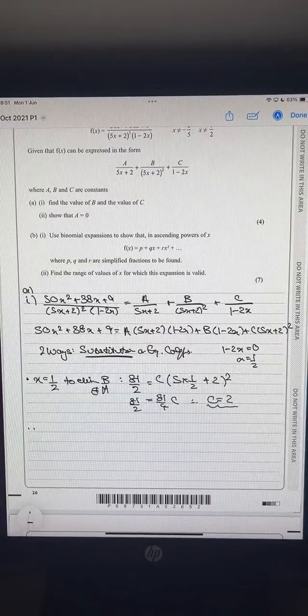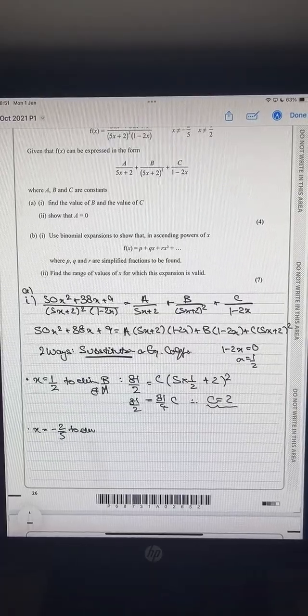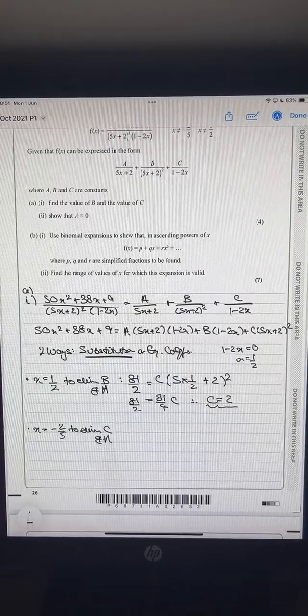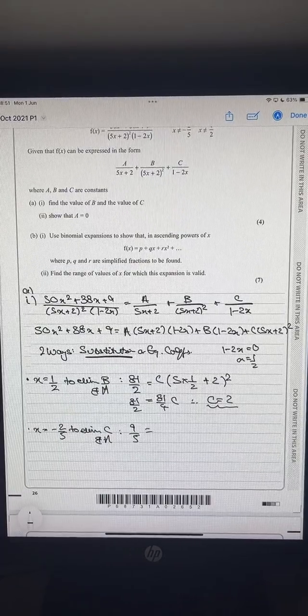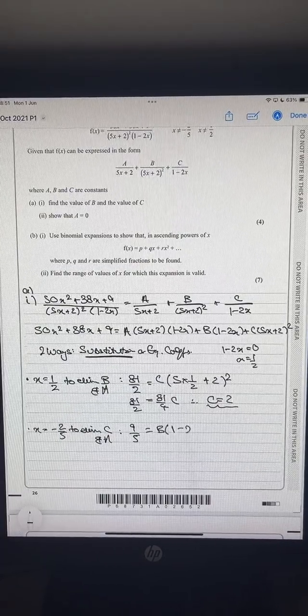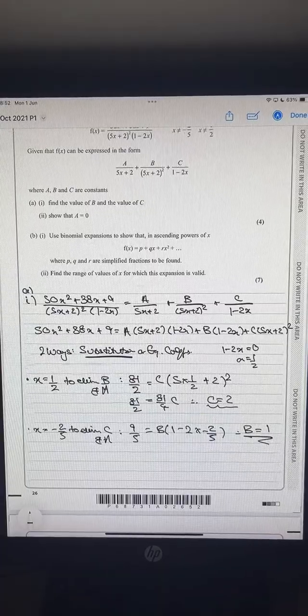Now I need to find B, so I'm going to sub in x equals minus 2 over 5 to eliminate C this time, and also A. So I have 9 over 5 equals B times (1 minus 2 times negative 2 over 5), and then I get B equals 1 if I rearrange this and evaluate it through.